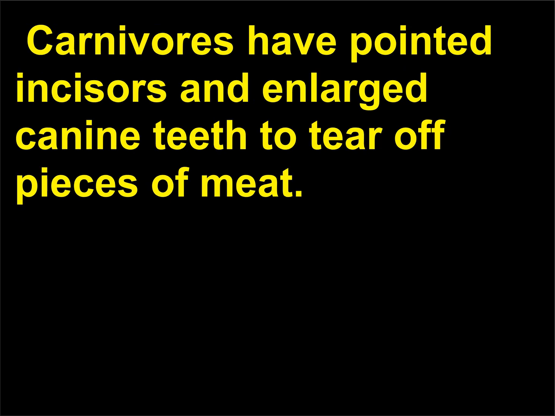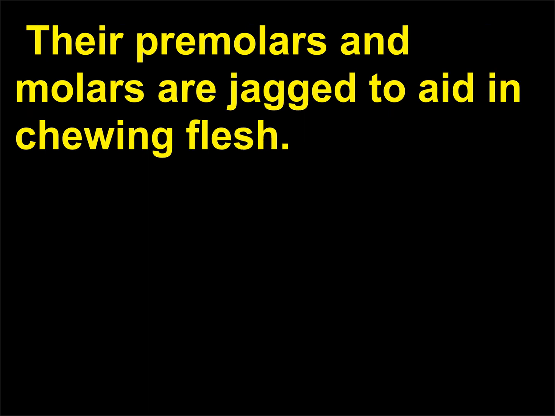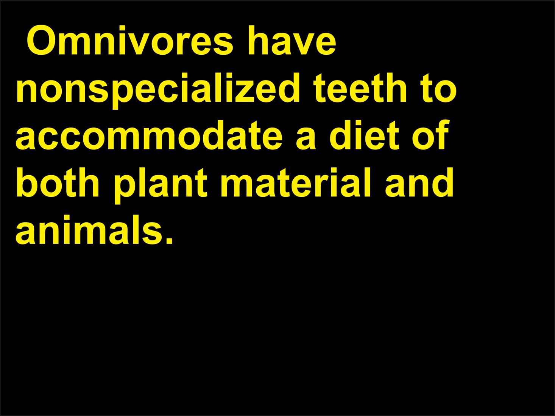Carnivores have pointed incisors and enlarged canine teeth to tear off pieces of meat. Their premolars and molars are jagged to aid in chewing flesh. Omnivores have non-specialized teeth to accommodate a diet of both plant material and animals.